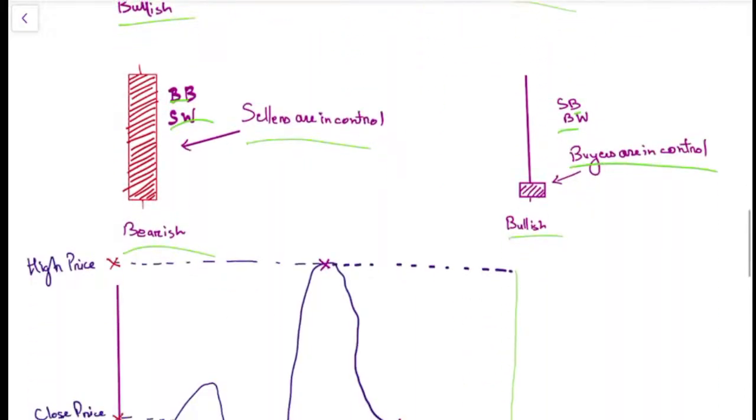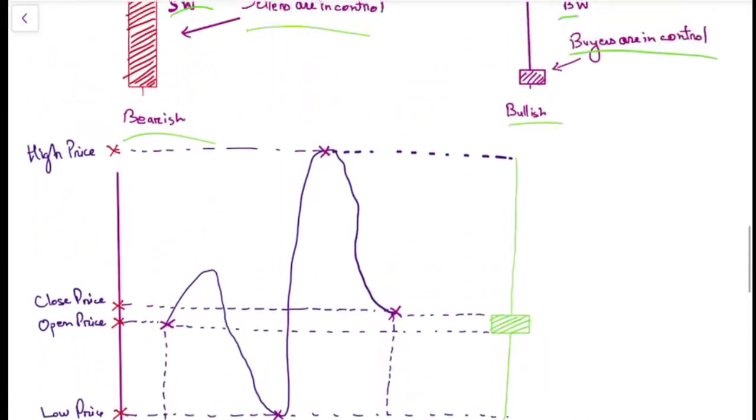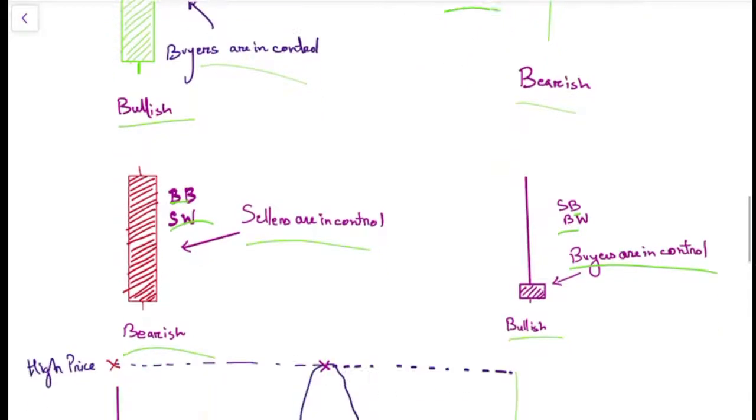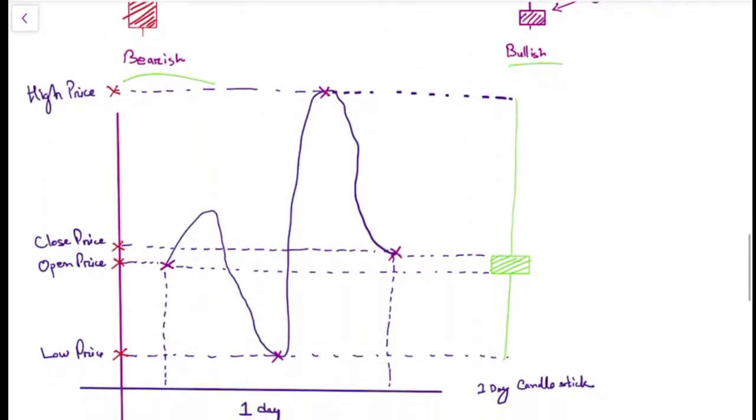Just summarizing whatever I explained in the last diagram, let me explain it once again. If this is a one day candlestick, then the open price will be this, this is the open price and this is the close price, and this is the high price. This chart is known as the OHLC chart. This is known as the candlestick chart.